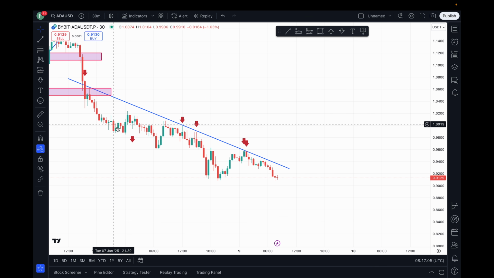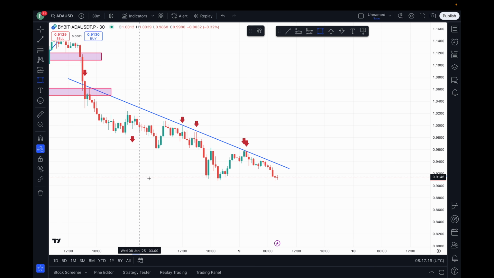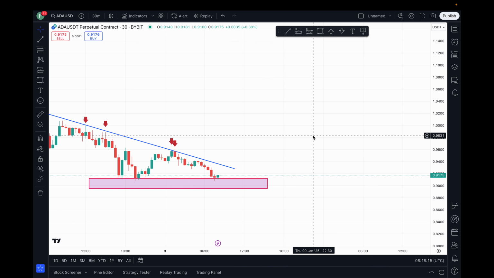You can see that, okay, the market kept on moving down. I want to continue from here. You can also draw another key level right here because you have another key level here. So let me draw my rectangle. Just pick your rectangle, and then I'll draw my rectangle right here, because this is another key level that the market is trying to form right here.